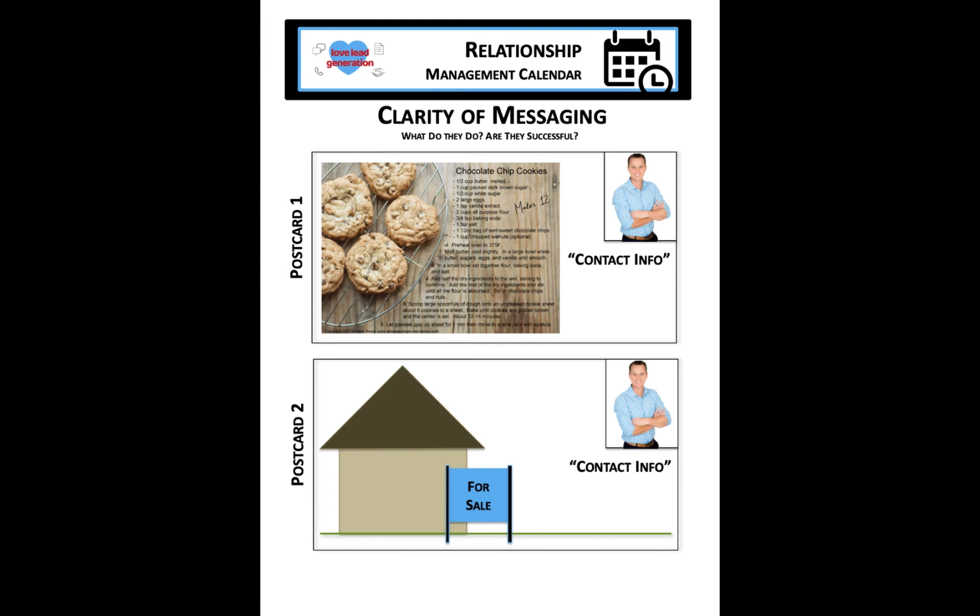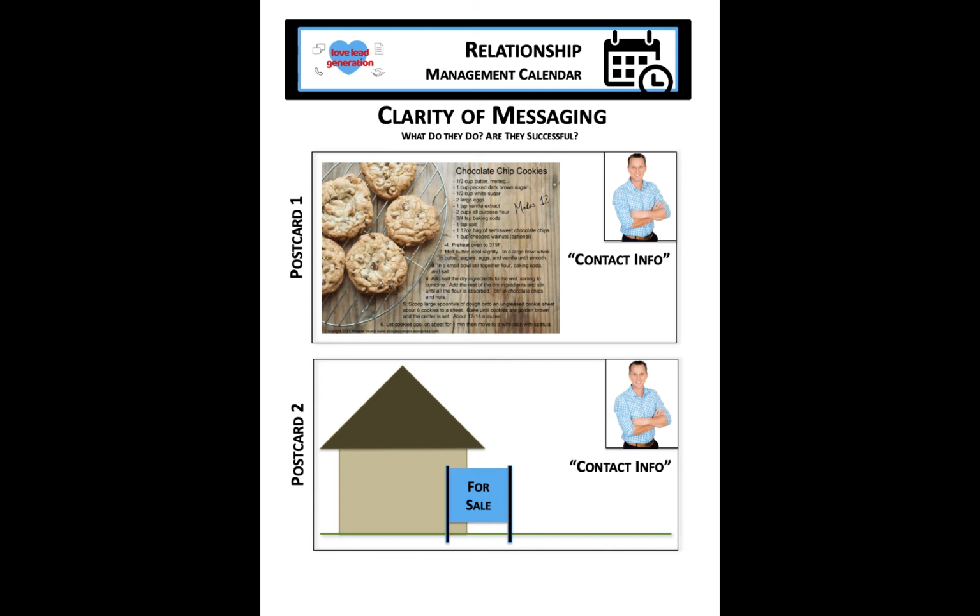So clarity of message is super important. I have 2 examples here. Postcard 1 is from a gentleman who sent out a cookie recipe, an item of value, right? And person number 2 obviously didn't spend much time on this postcard, because it's an ugly picture of a cartoon-looking house with a funny-looking for sale sign. Yet, if I were to ask you, what does this person do for a living? The first person, you would have no idea what they do. Do you even know that they're successful?